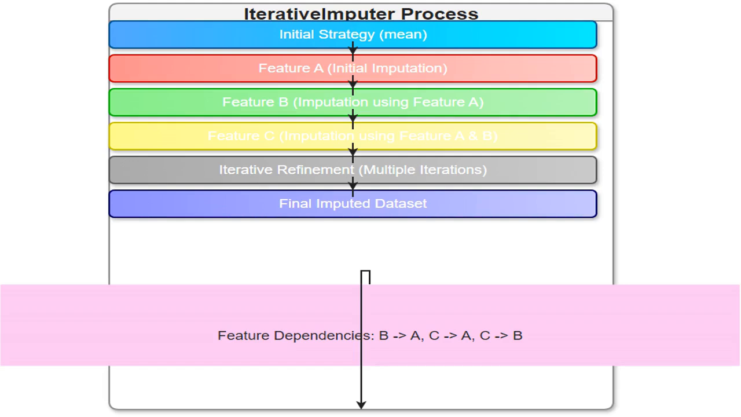This notation shows how the features rely on one another. For example, B to A means B's values depend on A, so I'll use imputed values from A to predict the missing values in B. This order is important for getting accurate results. It's all about the dependencies and order of operations.